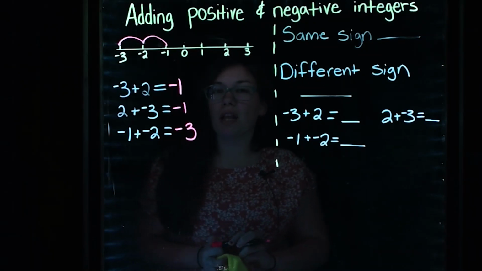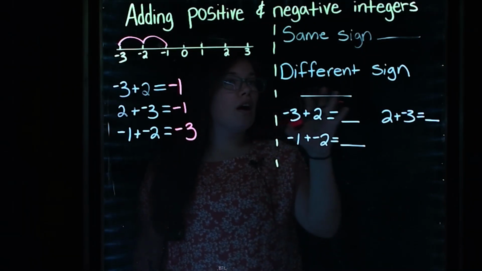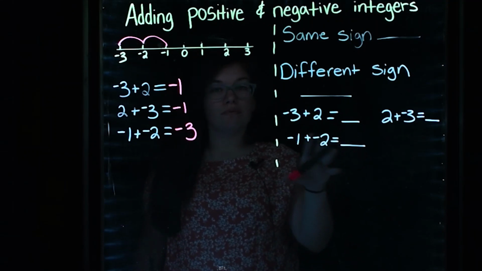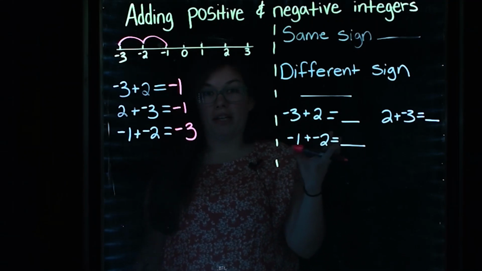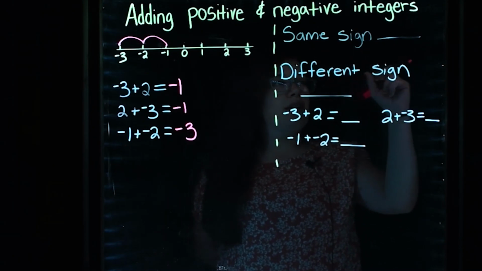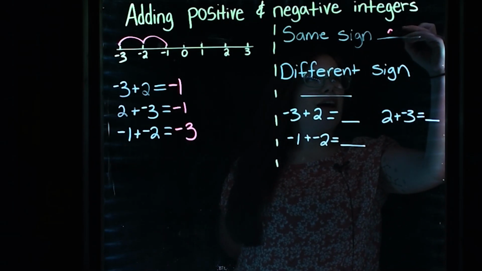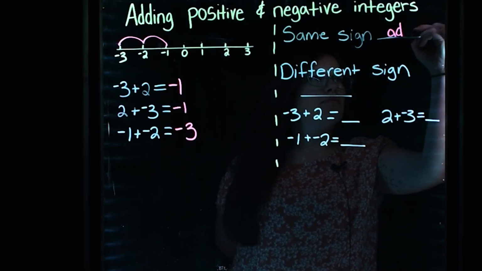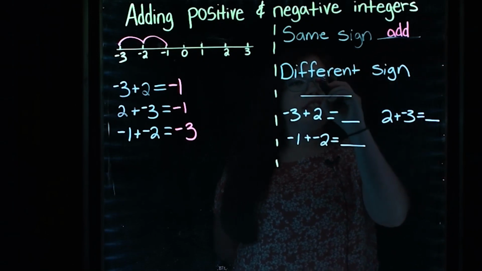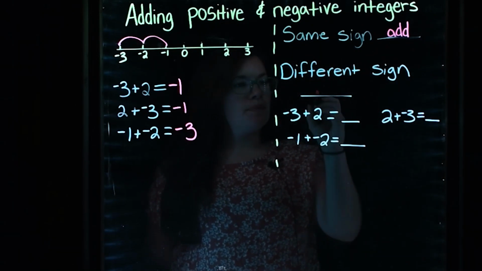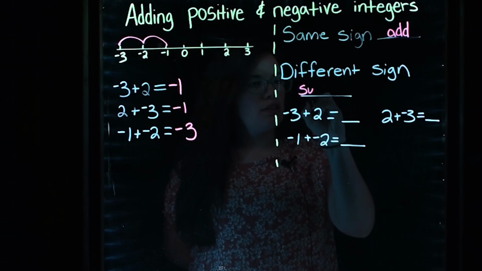Now you can draw a number line each time you want. I'm going to show the rules for the other way to do it. So if I have the same sign, I'm going to just add. And if I have different signs on my problem, I'm going to subtract.